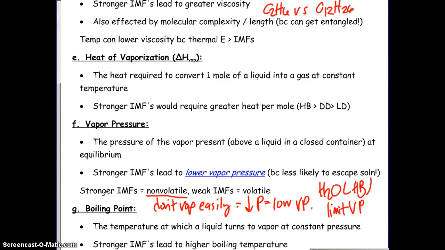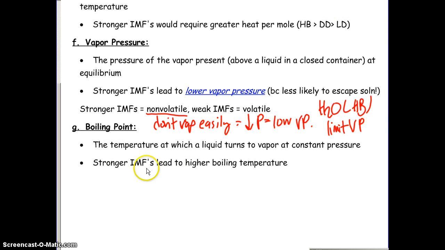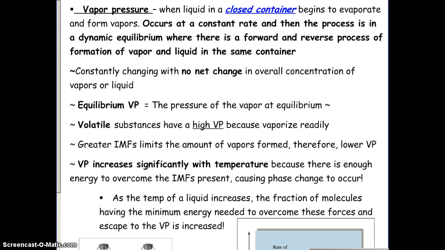The related component here is boiling point. So boiling point is the ability to turn liquid into vapor, but you're adding temperature to do this. You're increasing the temperature of the substance. And if you have strong IMFs, then you have to heat it up to a higher temperature, aka higher boiling point. This is vapor pressure in detail.